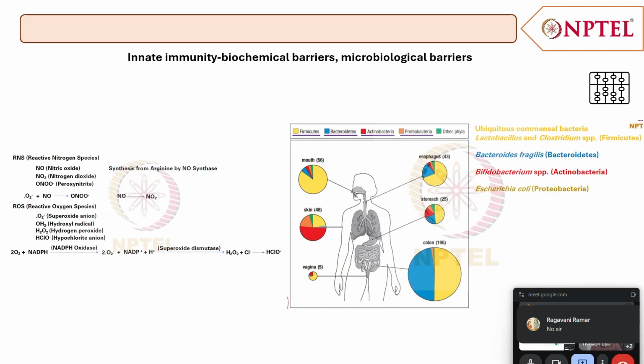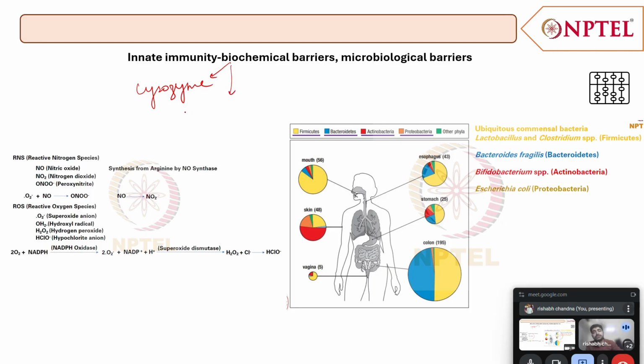Okay, so let's move forward. Then we'll be moving on to the biochemical and the microbiological barriers. So in terms of the biochemical barriers, we have seen about lysozyme, that you guys know, it is an enzyme that breaks down the bacterial cell wall. Then you guys just now saw the antimicrobial peptides. Now we'll be moving on to the third concept, that is the reactive oxygen and reactive nitrogen species, that increase the oxidative stress.